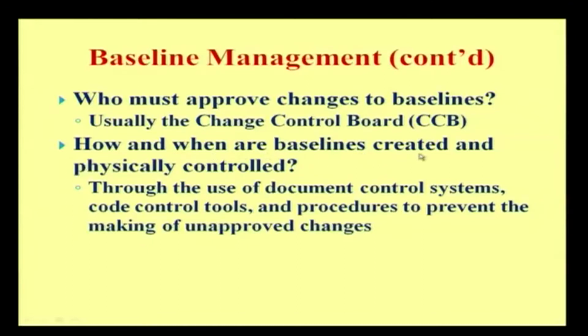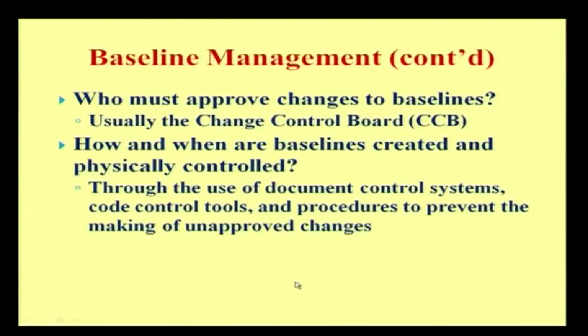How and when are the baselines created and physically controlled? Through the use of software document control systems, code control tools and procedures to prevent the making of unapproved changes. Here, when we define how and when the baselines are created, we understand from the document the entire control system procedure, the code control tools and the procedures. Even when we adopt certain tools that already prevail, there exist certain code standards over which there needs to be change control or version control, and when we make major changes, we prevent unapproved changes to the existing system.